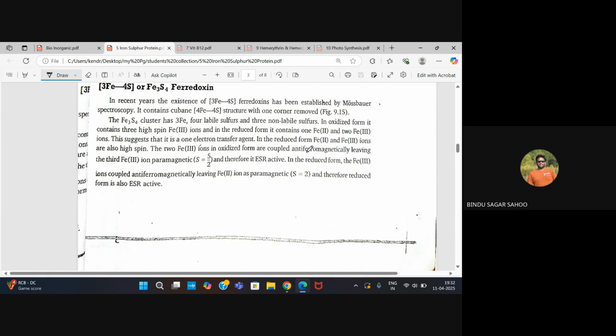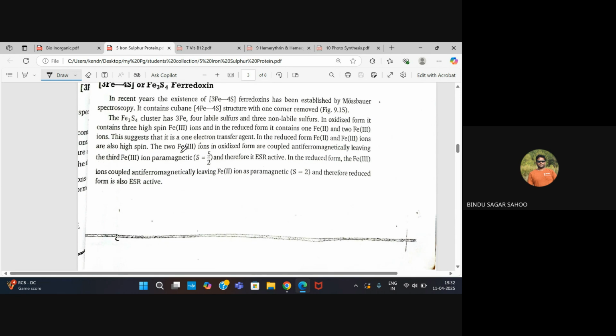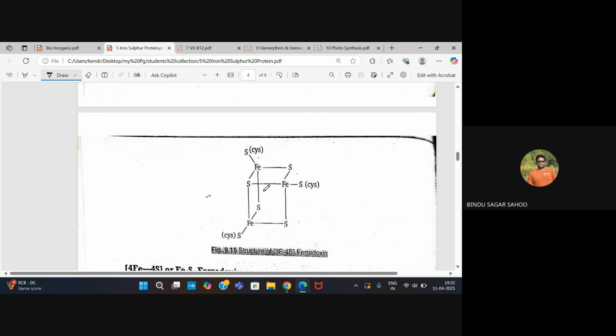So in the reduced form it contains Fe2+ and Fe3+ ions, and all are high spin complexes. So in the oxidized form also and in its reduced form also, if you calculate the total spin of the three Fe atoms combined, you don't get a spin value of 0. If you are not getting spin value 0, you are getting some spin value. That means these types of complexes you can identify or trace by using ESR spectroscopy, electron spin resonance, or we can call it EPR, electron paramagnetic resonance spectroscopy.